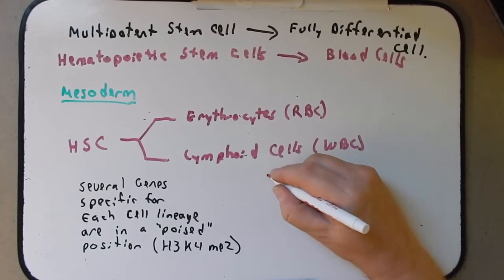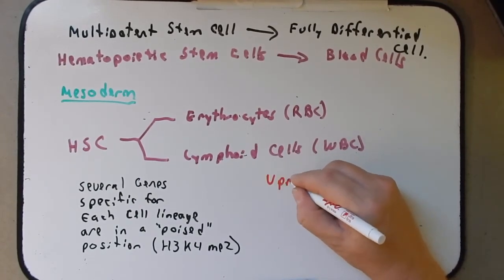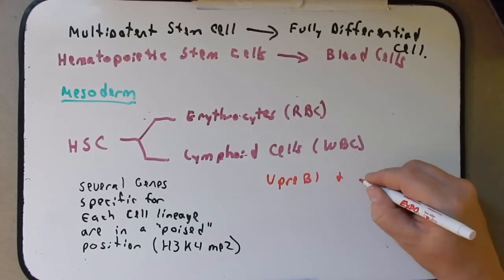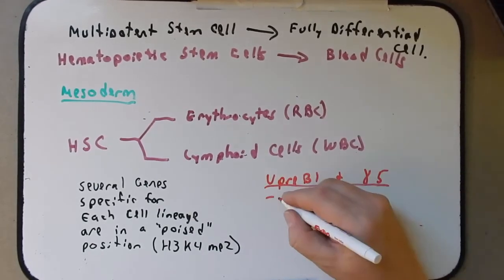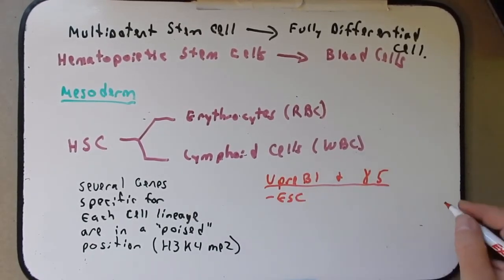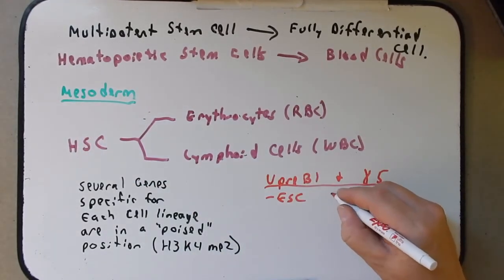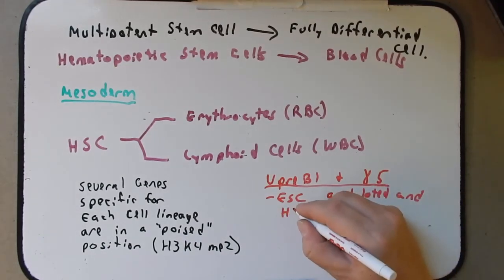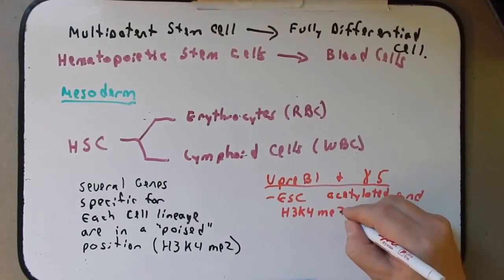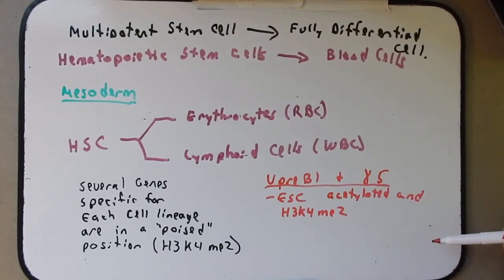As a specific example, we can look at these 2 genes found in mice, VPRE-B1 and gamma 5. In the embryonic stem cells, prior to forming the mesoderm, these genes are acetylated and have that H3K4 double methylation on it. Remember, in the embryonic stem cells, everything is euchromatin. So this is not surprising. But it's an example of how these cells remain acetylated with a double methyl group as they become these hematopoietic stem cells.